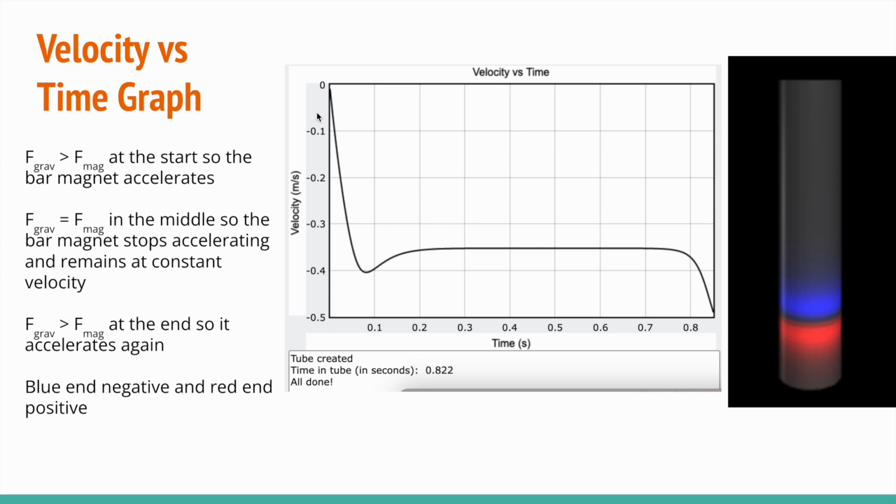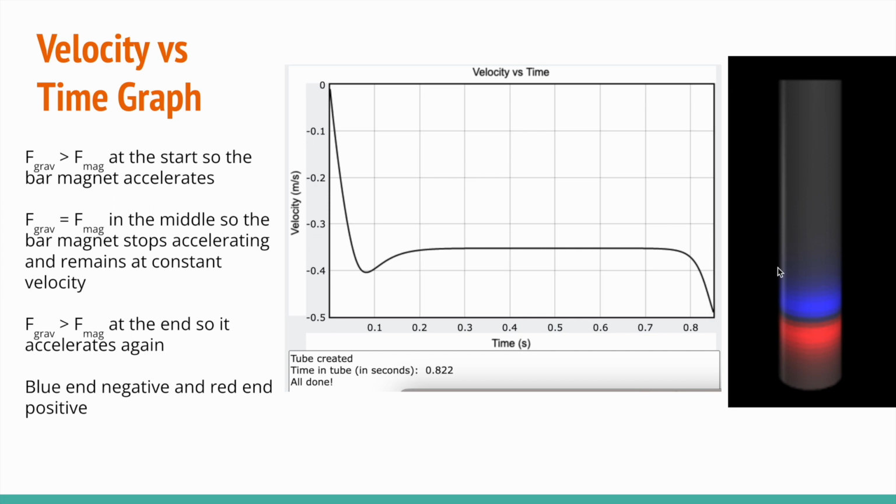And we can see that at the start it has a steep slope downwards, which means it's gaining velocity, meaning that there's a non-zero force acting on it. And this is because the force of gravity is stronger than the magnetic force at the start. But then we can see in the middle, the bar magnet stops accelerating and remains at a constant velocity. And this is because the gravitational force and the magnetic force are equal. But then it continues to accelerate again here. And this is because the gravitational force becomes greater than the magnetic force.